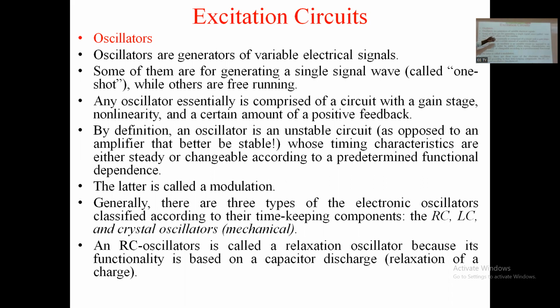and a certain amount of positive feedback. So any oscillator used in a control system is comprised of a gain stage, as well as non-linearity and a certain amount of positive feedback. By definition, an oscillator is an unstable circuit, as opposed to an amplifier that had better be stable, whose timing characteristics are either steady or changeable according to the predetermined functional dependence.